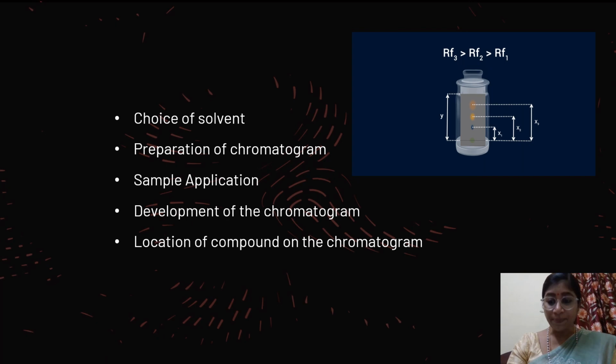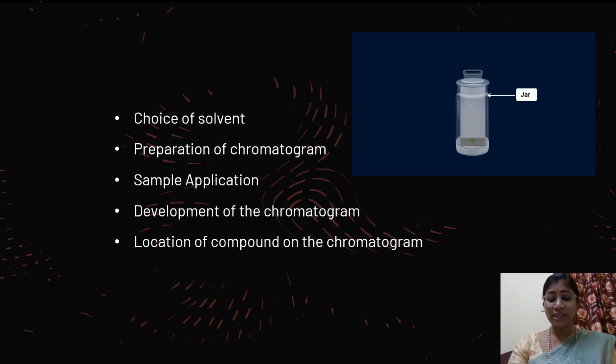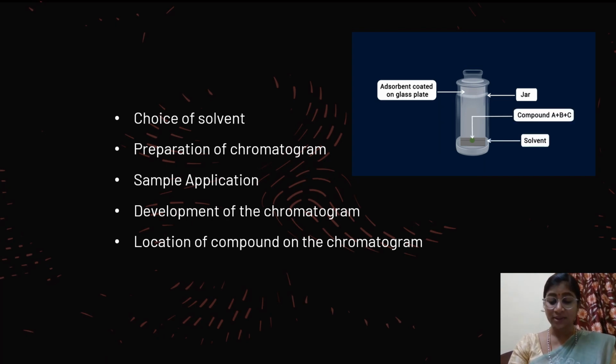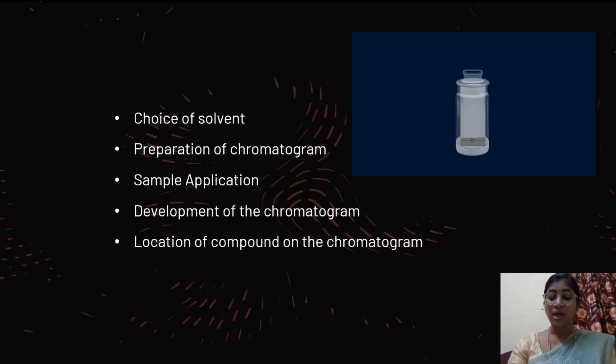Next one, development of the chromatogram. The chromatogram is usually developed by the ascending method in a developing chamber called a tank. The atmosphere in the tank is saturated with the solvent vapor by placing a paper impregnated with the solvent around the side of the tank. The chromatoplate is placed in the tank and the tank is filled with the solvent to a depth of about 1 centimeter. The tank is closed firmly with a lid.